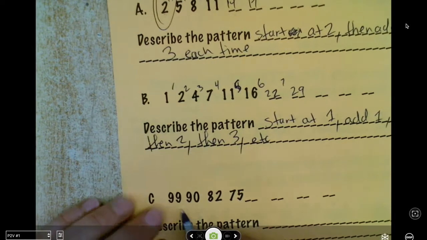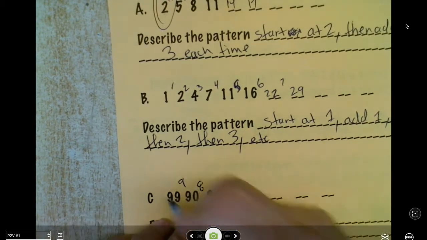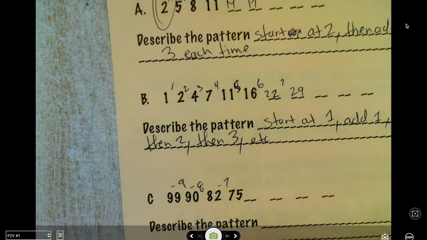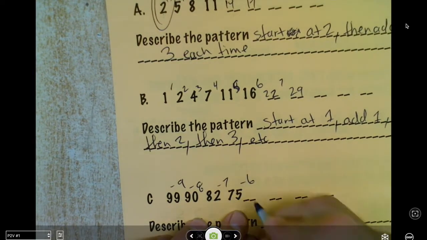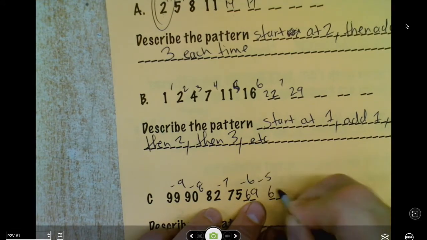Let's talk about this pattern here. The difference is 9, the difference is 8, the difference is 7, and it's going down. So I need a difference of 6 here. That would mean 69, then a difference of 5, that would be 64.